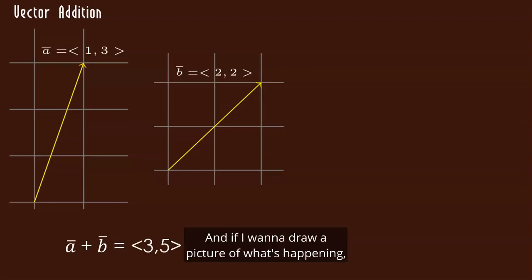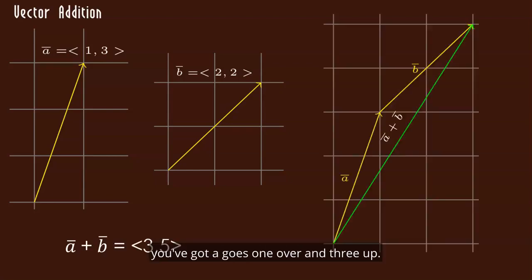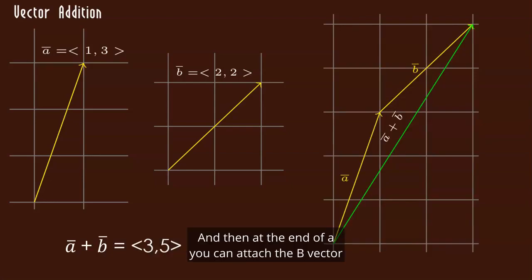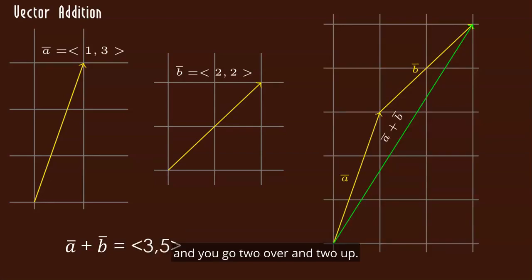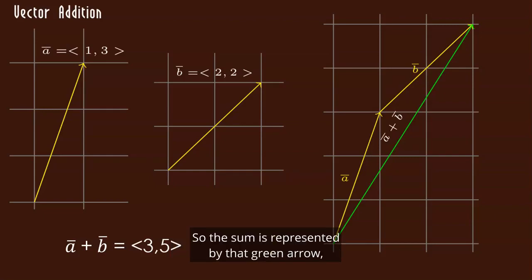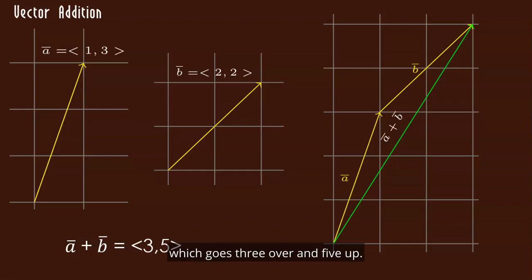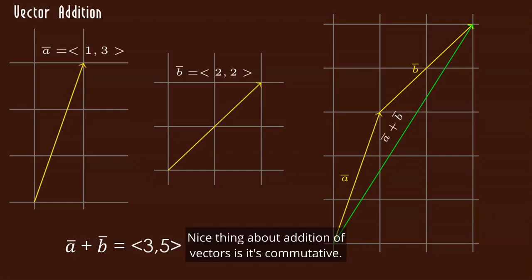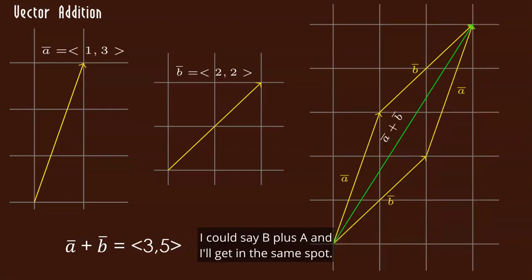And if I want to draw a picture of what's happening, you've got A goes 1 over and 3 up, and then at the end of A, you can attach the B vector and you go 2 over and 2 up. So the sum is represented by that green arrow, which goes 3 over and 5 up. Nice thing about addition of vectors is it's commutative. I could say B plus A and I'll get in the same spot.